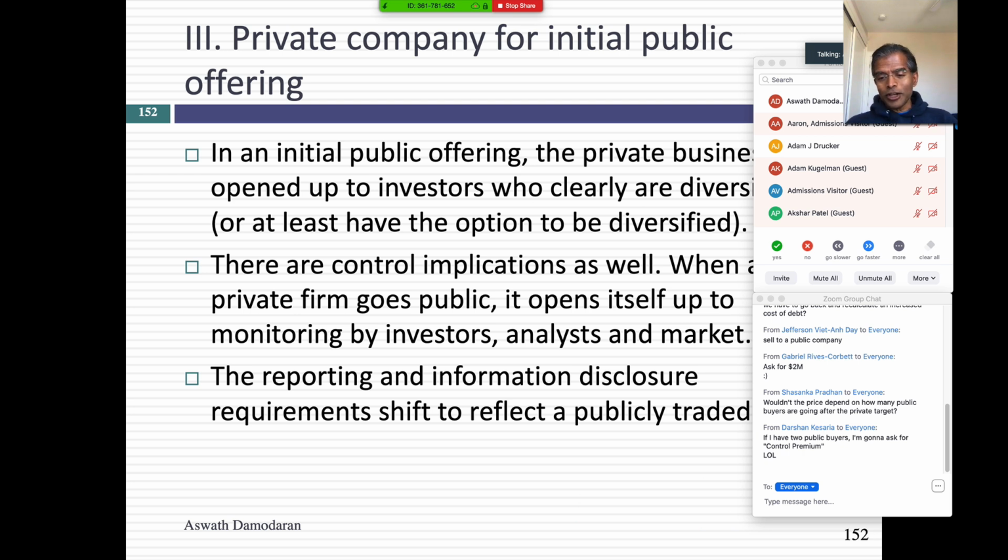And Darshan says he's going to ask for a control premium. You're playing the game, right? As a potential seller, if you're greedy buyers, play them off, right? So any questions on private to public valuation?